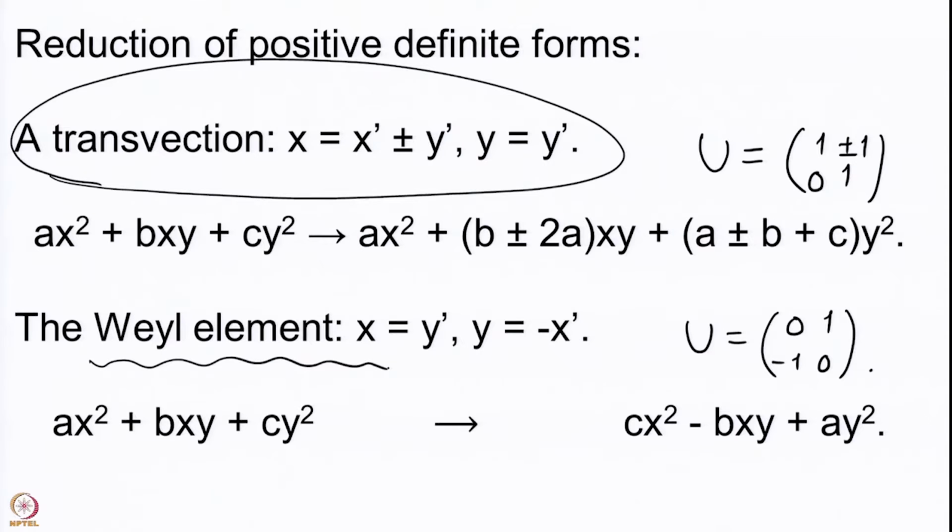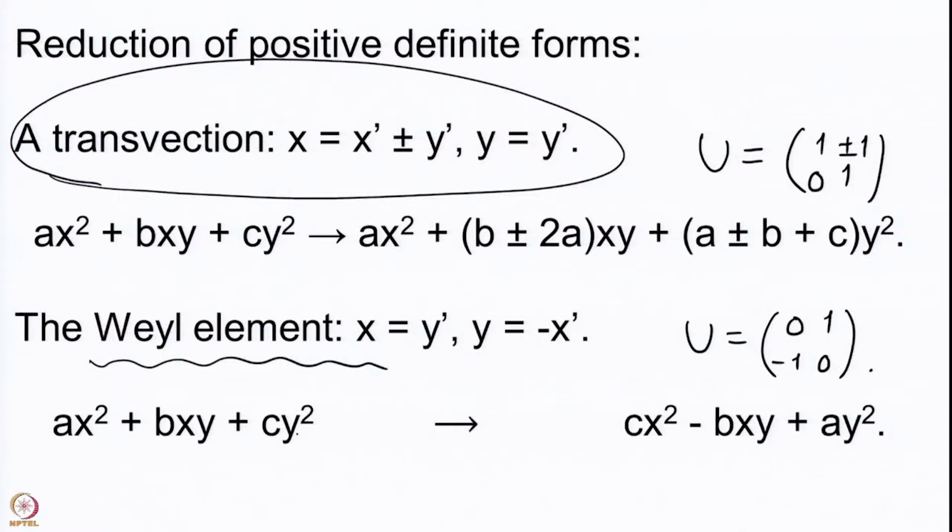Remember that the Weyl element is going to switch x and y, with a sign. That means that the coefficients a and c will be switched, but the coefficient b has a different sign. So, when we have a x square plus b x y plus c y square, then a goes to the place of c and c goes to the place of a. The only change is that b has a different sign. While the places of a and c are switched, the change in b is the change of a sign.